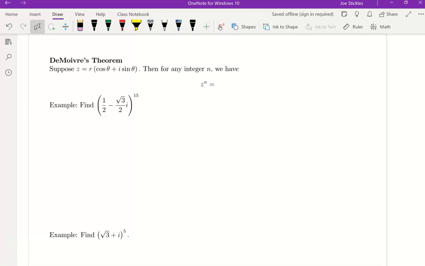So if I start with r times cosine theta plus i sine theta, when I do that number to the nth power, I raise my modulus to the nth power. I multiply the r value by itself n times. But the angles we add.